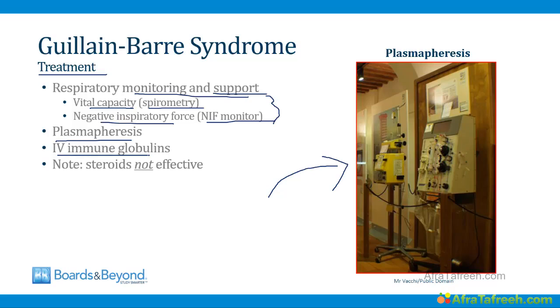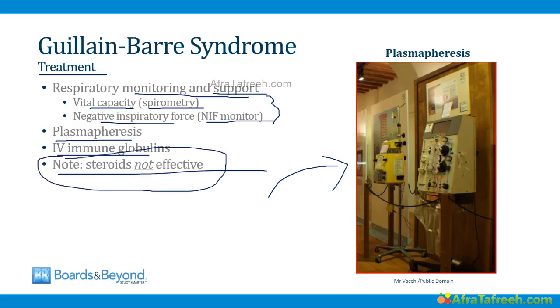These are pooled antibodies from donors which can be infused into patients, and they have a number of immunosuppressive effects. One of the things they do is they can neutralize antibodies in the patient's plasma so that autoimmune activity will decrease. And then lastly, I just want to point out that steroids are not effective in Guillain-Barré. Make sure you know this and don't choose steroids as an answer in a board question.